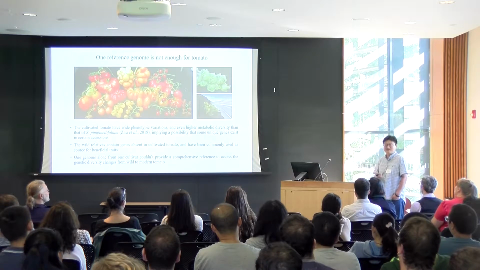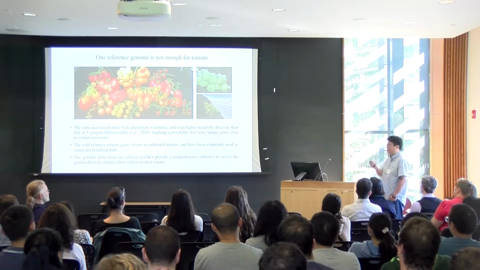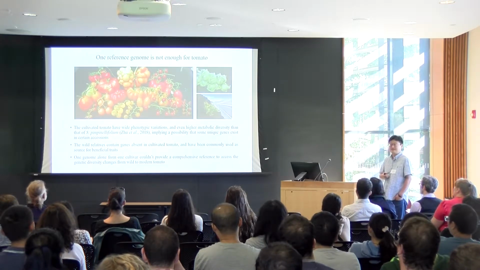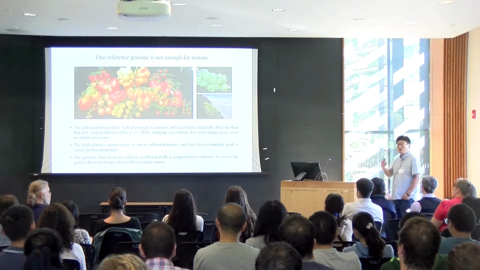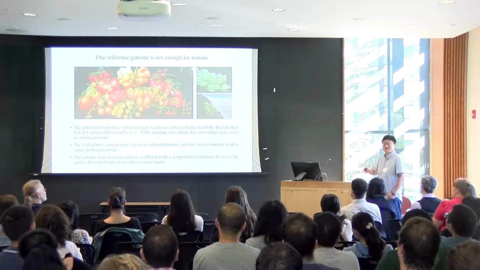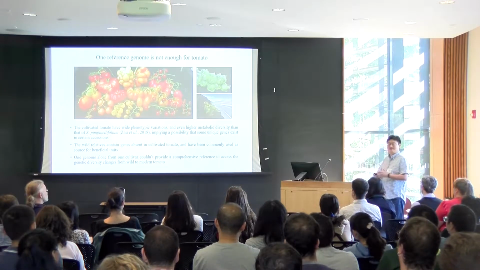A very good example is the Pto gene, cloned by Greg Martin's group. It is not in the cultivated plants. It is in Solanum pimpinellifolium, in this accession, in this species. So that's the reason that triggered us to do a whole survey of the pan-genome.